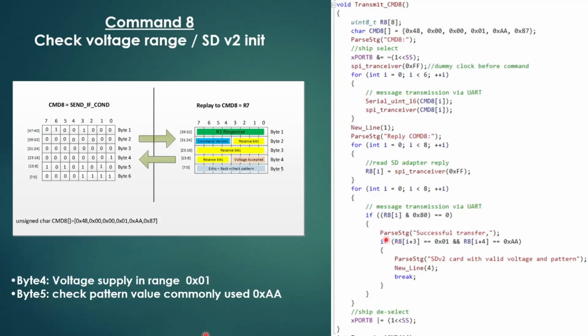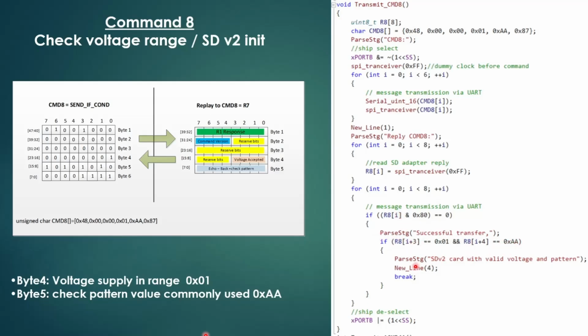After that, we go from that point, we go I plus 3, where we're looking for the parameters to be equal to 0, 1, which means that the voltage was within limit. And then we go to the fourth parameter, which would be the echo, to verify the echo was the same as what we sent, which was the 0AA. So they got the message, they accepted it, and then we check these two.